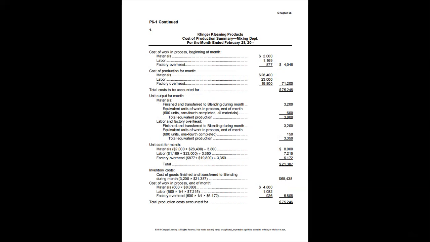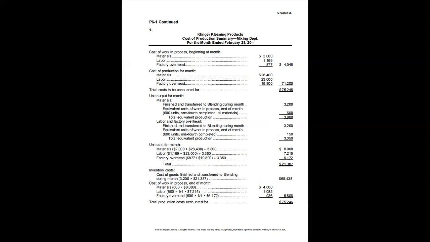Then we have the cost of production for the month of February for materials, labor, and factory overhead, all given. So we have the total cost to be accounted for in February of 75,246. Now, for the unit output for the month, for the units to be accounted for, we have the units received from the mixing department. We have a total of 3,600 units. So that's now the units received from the mixing department.